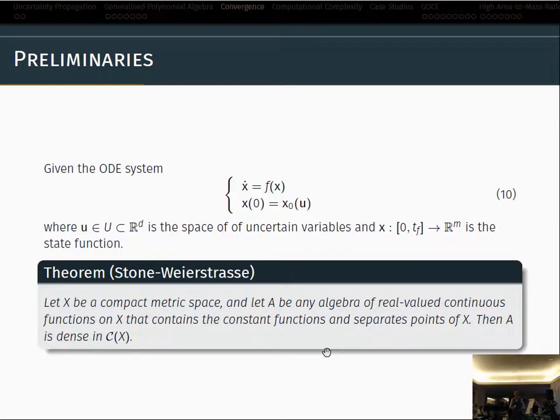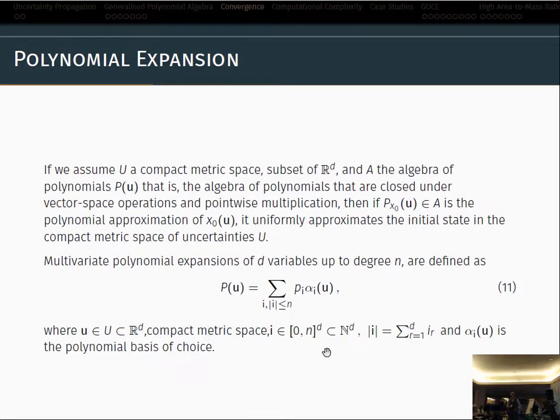The Stone-Weierstrass theorem basically says that if you have a compact space, a generic space in this case X, in our case the uncertainty space U, and we have an algebra of real valued functions that need to be continuous, that contains constant functions and separates points in X, then this algebra is dense in the space of continuous functions. Now, this is a prerequisite for our convergence theory for a generic algebra to actually converge to a right representation of the uncertainty domain.